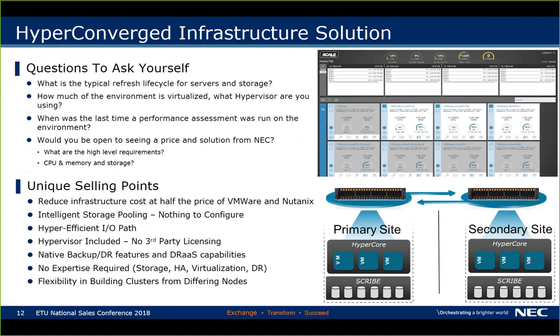So, unique selling points of the Scale and NEC platform. Reduced infrastructure costs, like I said, about half the cost of VMware and Nutanix, which is another competitor. Intelligent storage pooling, very easy to configure, and really nothing to configure. Efficient I/O path. The hypervisor is included, so you don't have to worry about third-party licensing. In the Scale platform, you have backup and DR features, and the Scale platform is compatible with our HydroStore, so you can have direct snapshots and backups to the HydroStore from the Scale box.